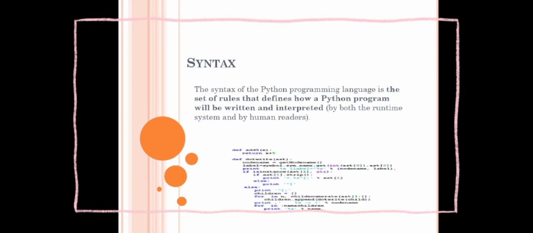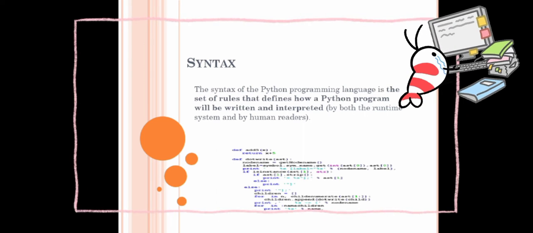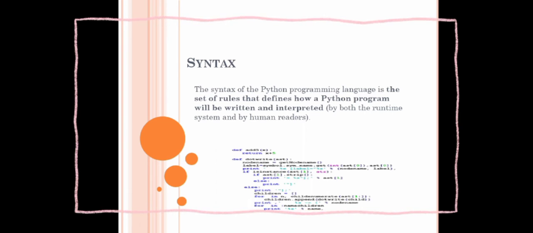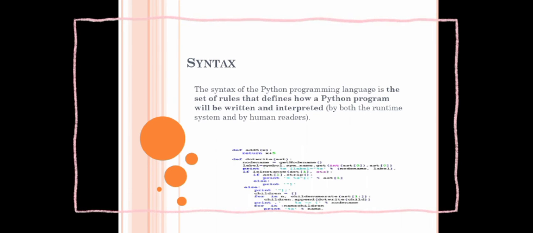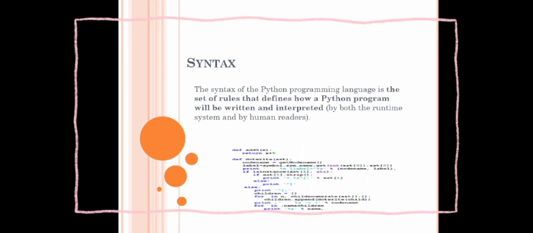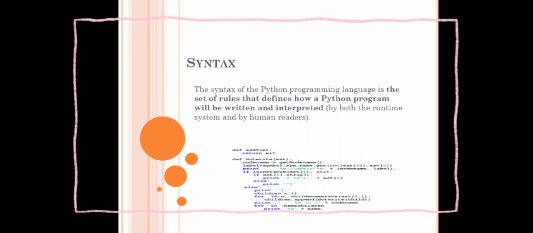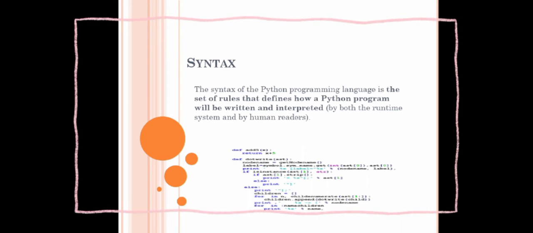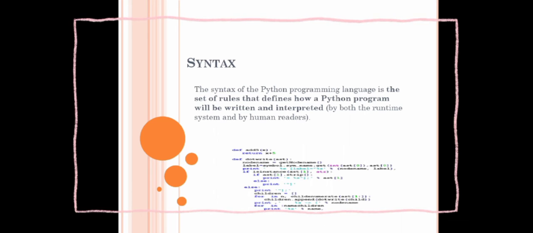Syntax. What is syntax? The syntax of the Python programming language is the set of rules that define how a Python program will be written and interpreted by both the runtime system and human readers. For example, print hello world. Python is a case-sensitive language. If the argument of the print function is a string, that is, a sequence of characters, it is enclosed within a pair of quotation marks.